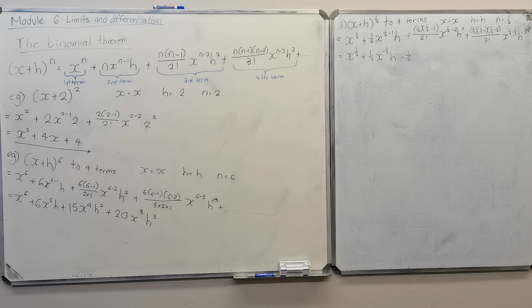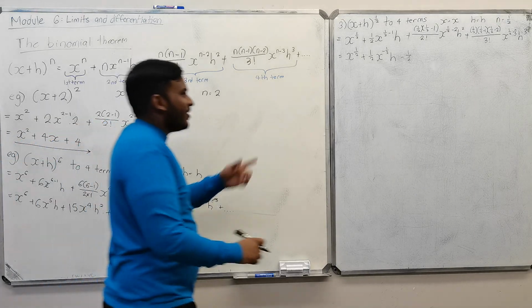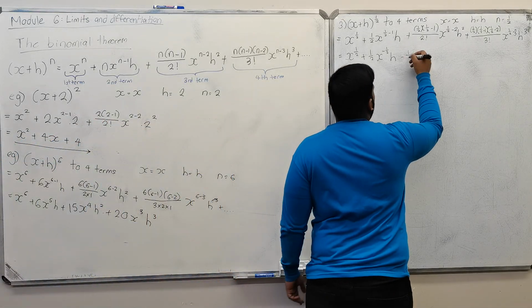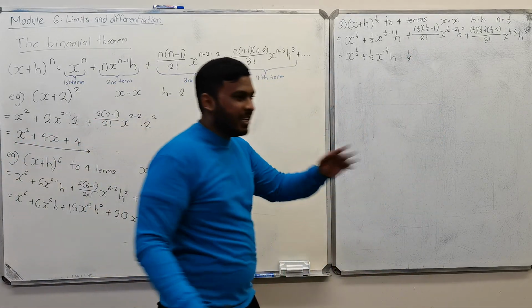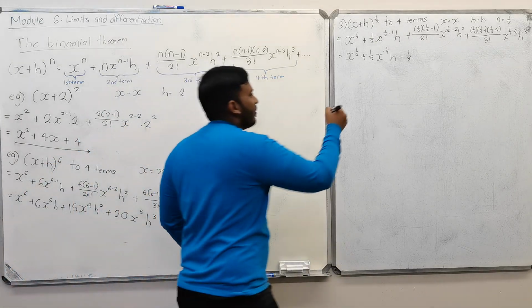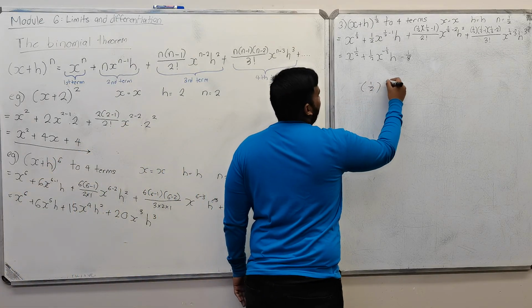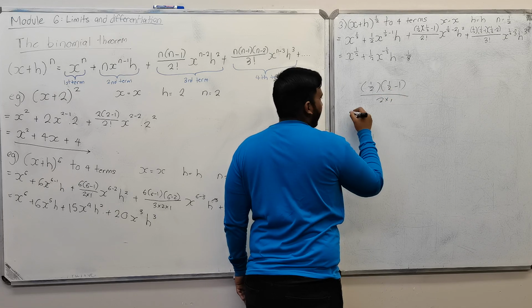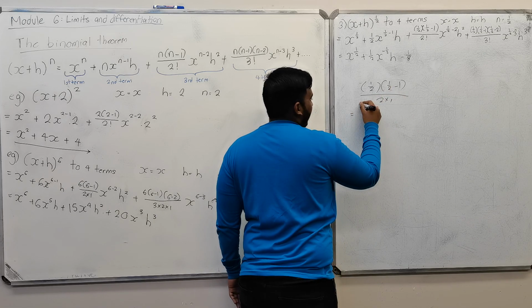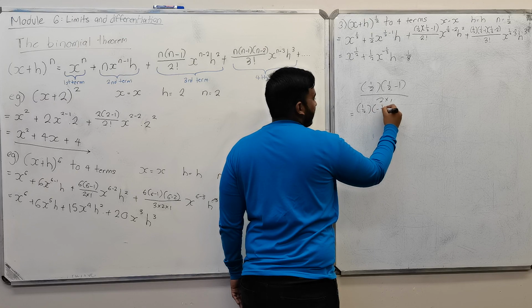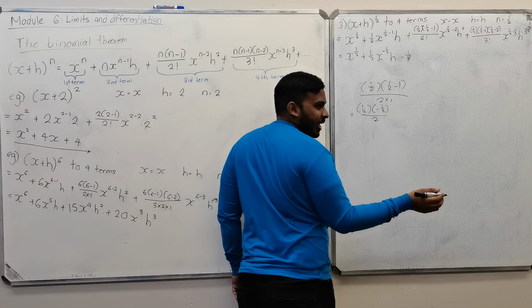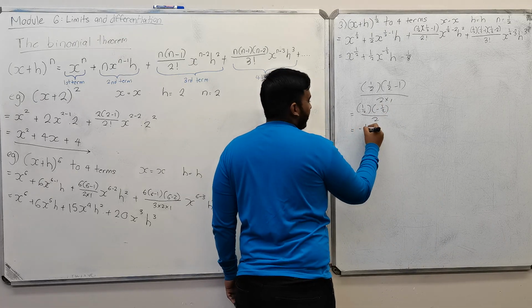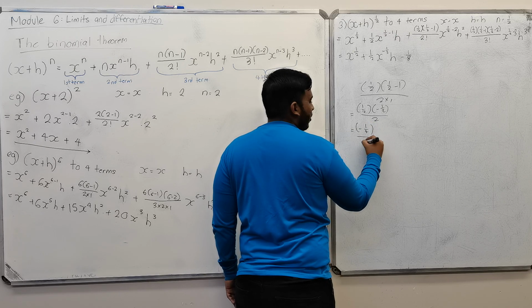You are right, 100% correct. So I did something wrong. B is negative 1 over 8. Why is it negative 1 over 8? If you have half into half minus 1 all over 2 times 1, right? Half, it will be half into minus half all over 2, right? And then this will be minus a quarter all over 2.